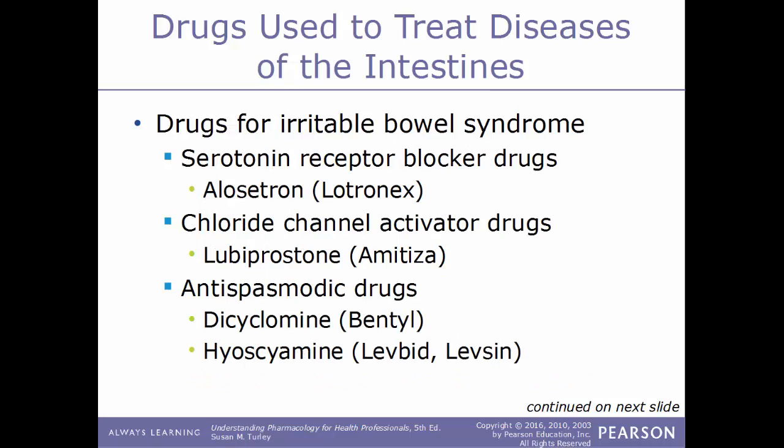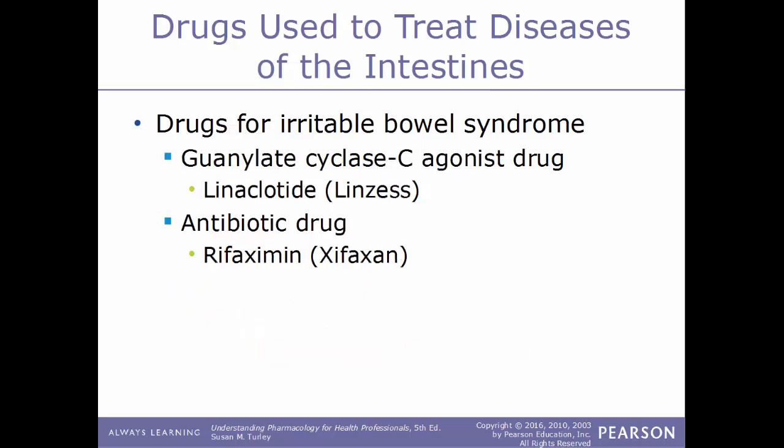You can have serotonin receptor blockers, such as alosetron, which is sold under the name Lotronex. You can have a chloride channel activator drug, such as lubiprostone, which is sold under the name Amitiza. You have antispasmodic drugs, such as dicyclomine, which is sold under the trade name Bentyl, or hyoscyamine, which is sold under the name Levbid or Levsin. You also have guanylate cyclase C agonist drugs. An example of this would be linaclotide, which would be sold under the name Linzess. You can also use antibiotic drugs, such as rifaximin, which is sold under the name Xifaxan.